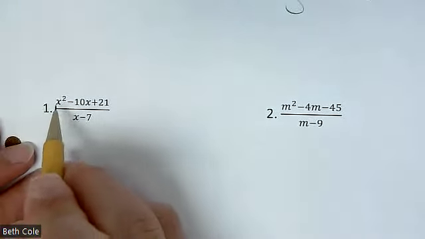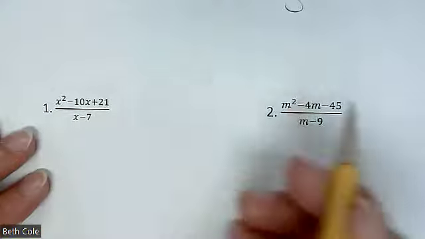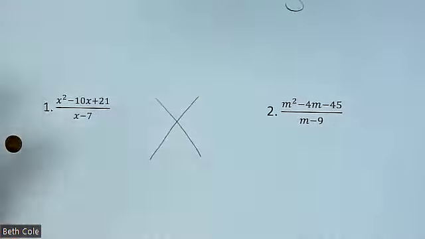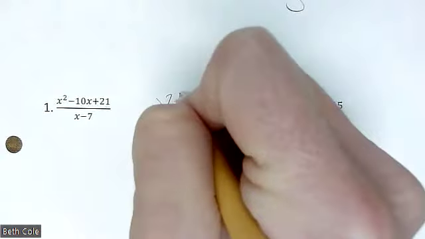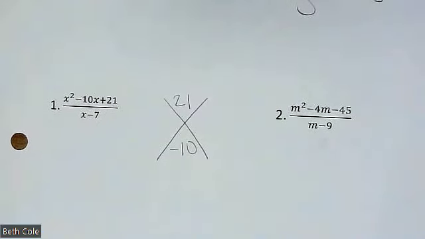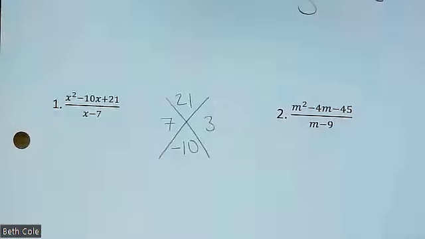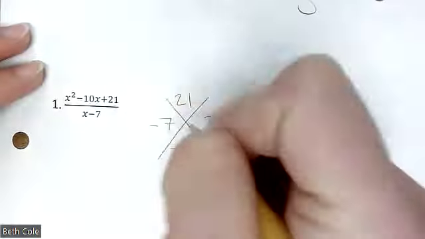Do you notice how this is a trinomial? You have your x squared, your x, and then just a number. So that means you're going to do your x box thing. What number goes on the top? 21. And on the bottom, -10. Don't worry about the fact that it's negative. We're going to just get the numbers first. What multiplies to be 21? 7 times 3. Very good. And they're both negative. Good job.